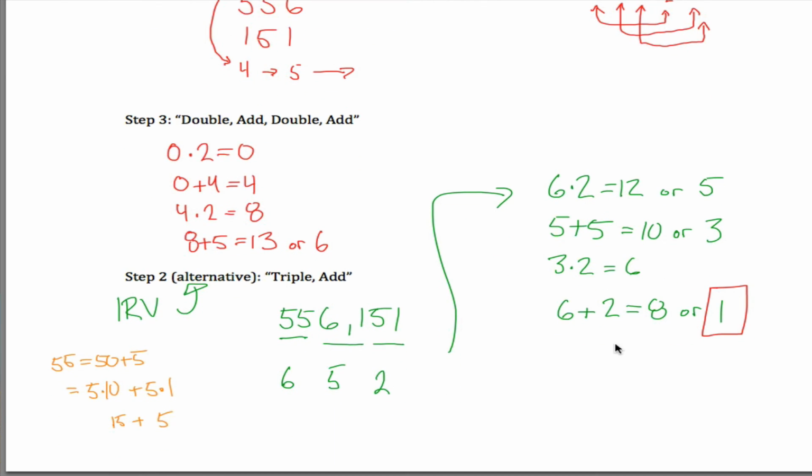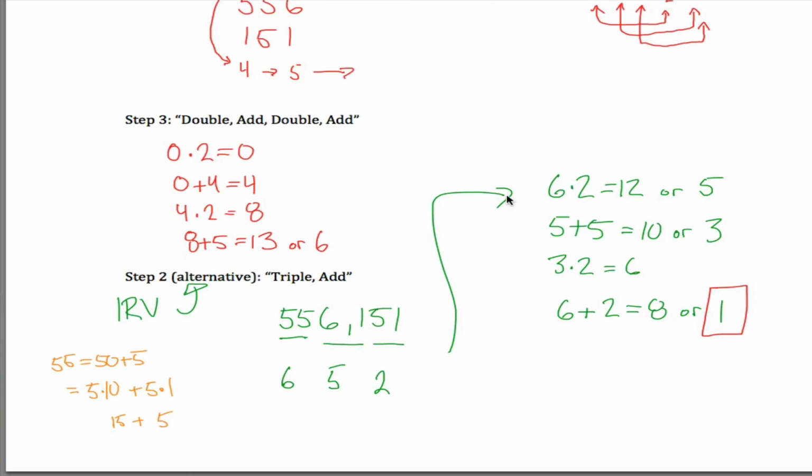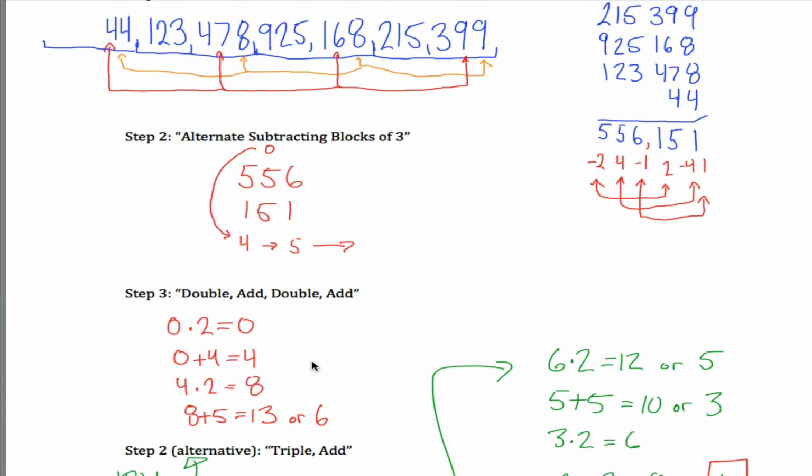I never lost track of whether this was positive or negative because I only used this column, and this column where all three were positive. So that's why this method will always tell us the actual remainder, whereas this method will just tell us whether the remainder is 0 or not.